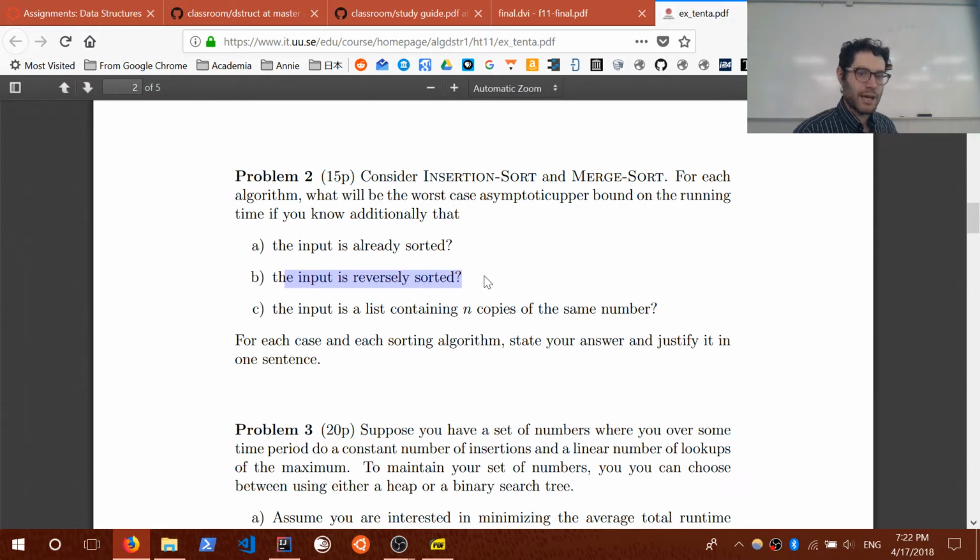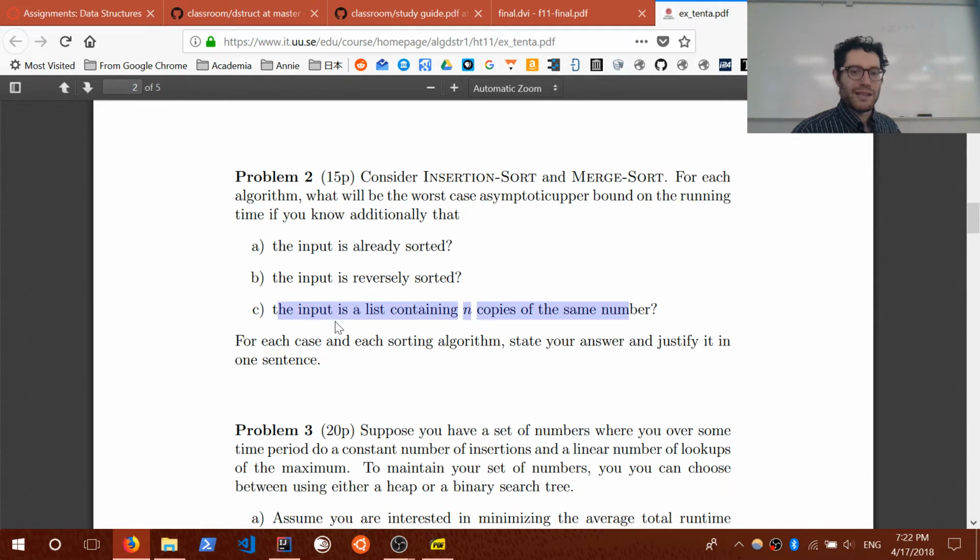It would be n squared. Yeah, so it's going to take n steps. It's going to take 1 step to insert the first one, 2 steps to insert the second one, 3 steps to insert the third one, and so on and so forth until you get to the nth one. Ooh, we didn't talk about this one, but I think you guys can figure this one out.